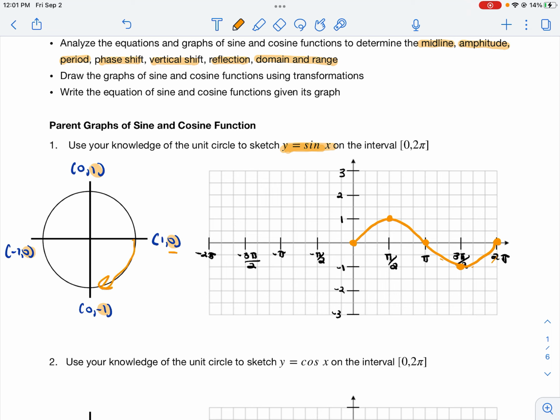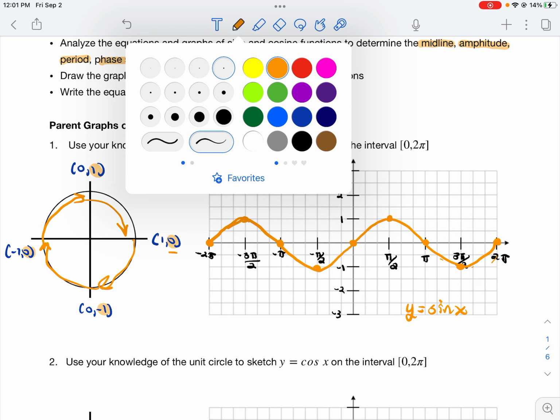So at negative pi over 2, I'm at negative 1. When I go to negative pi, I'm at 0. And at negative 3 pi over 2, I'm back up to 1. And at negative 2 pi, back to 0. Okay, so this is the graph of y equals sine of x. So you will need to memorize that.